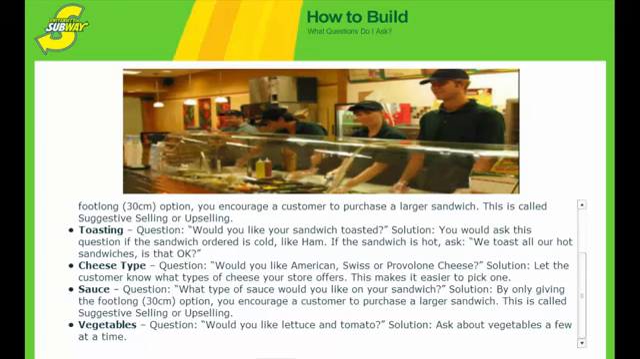Cheese type. Question: Would you like American, Swiss, or provolone cheese? Solution: Let the customer know what types of cheese your store offers. This makes it easier to pick one.